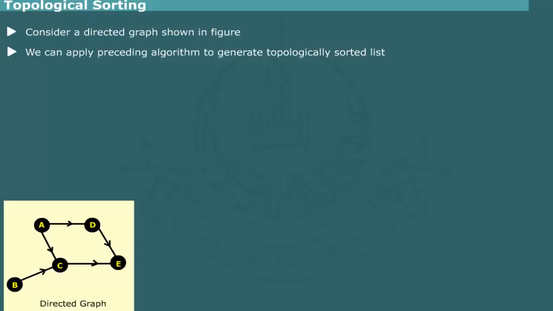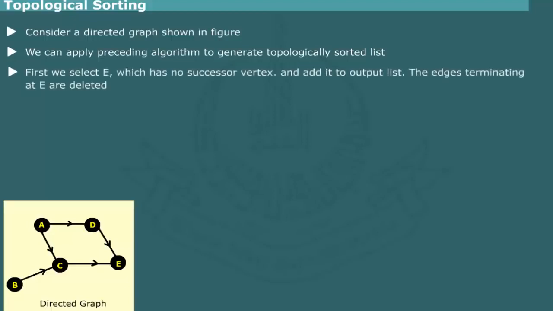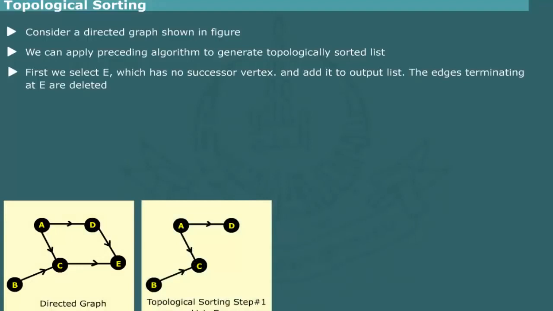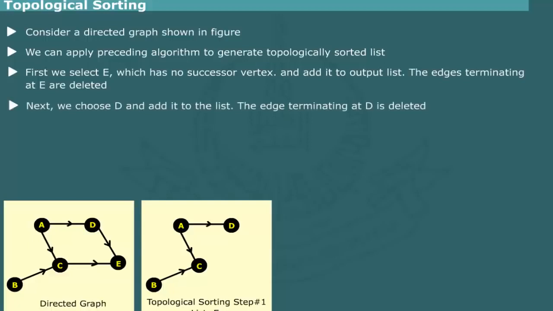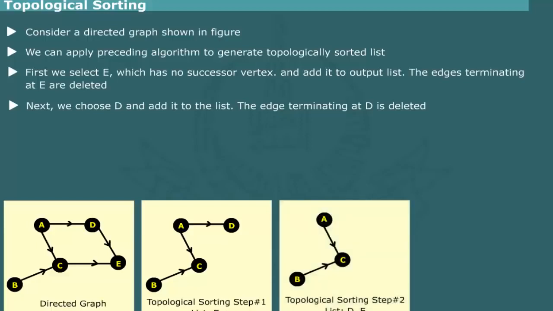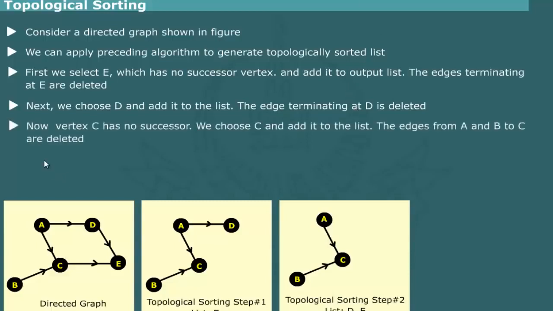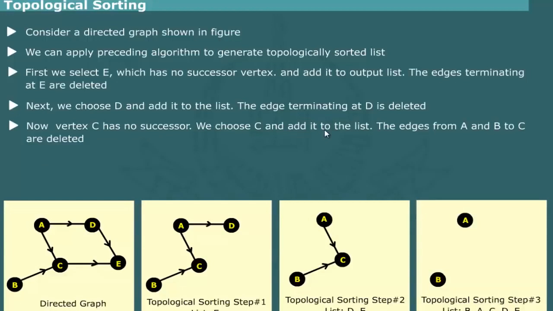Since E has no successor vertices, we select E and add it to the list. Also, we delete the edges that terminate at E. At this stage, the list contains only E. Next, we choose D, which has no successor, and add it to the list. The edge terminating at D is deleted. Now the list contains vertices D and E. Now the vertex C has no successor, so we choose C and add it to the list, which now consists of vertices C, D, E.